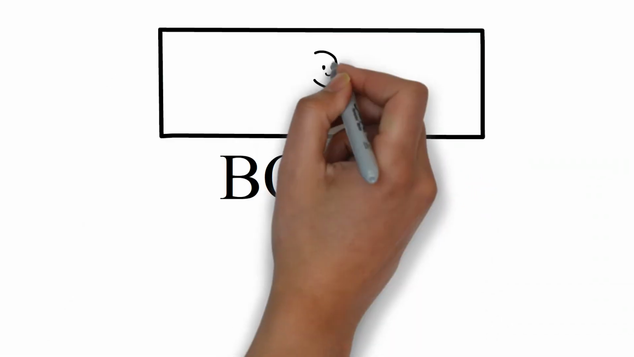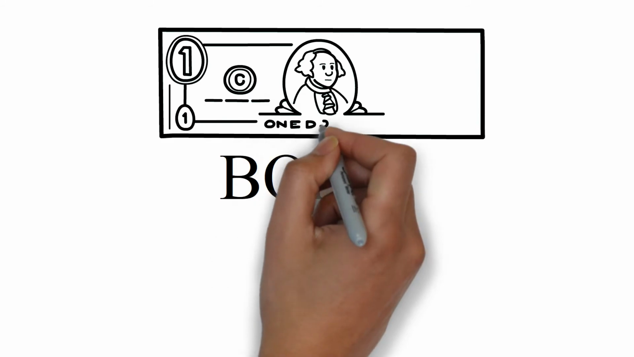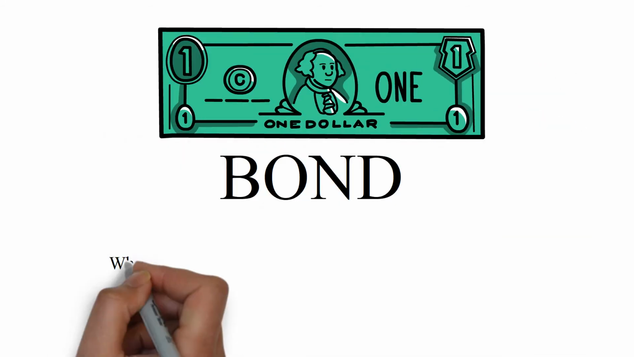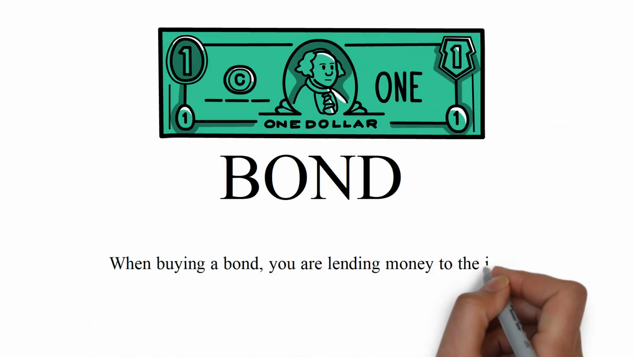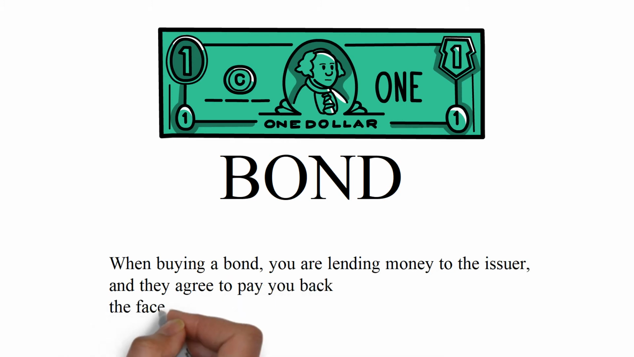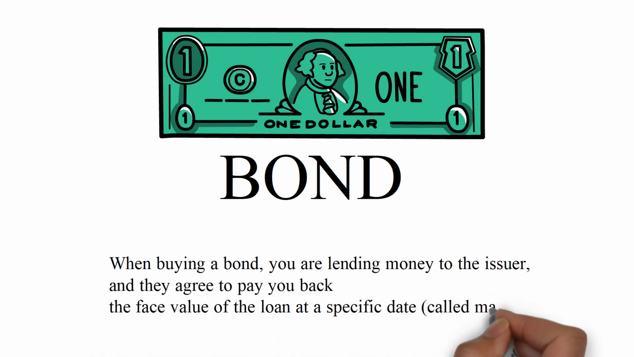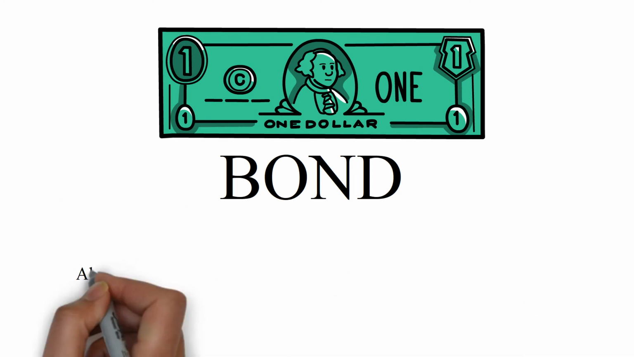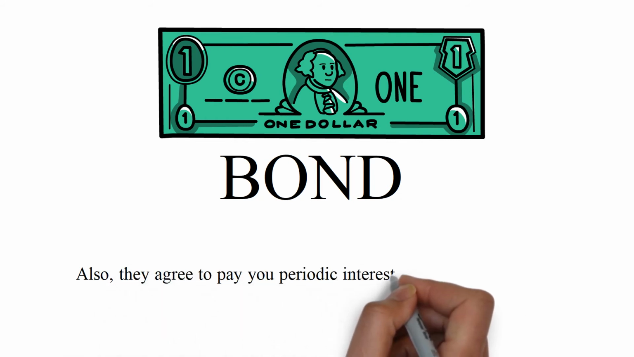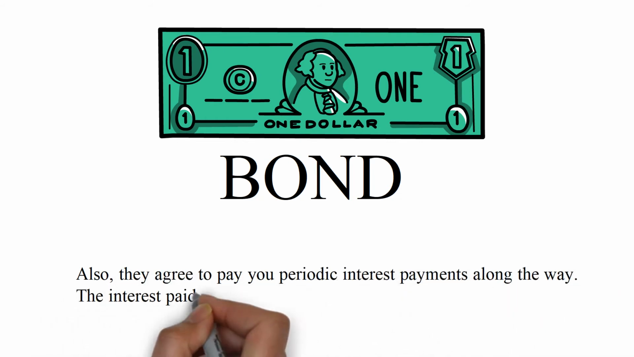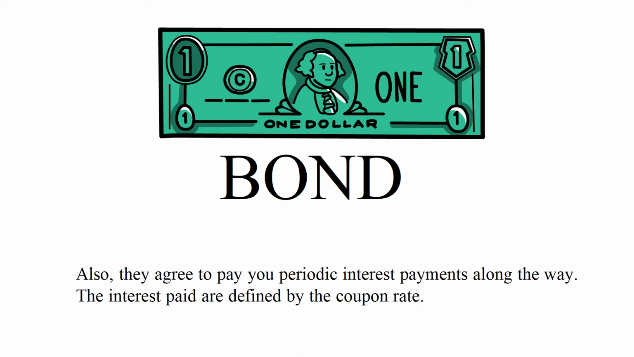Bonds are issued by governments and corporations when they want to raise money from investors. When buying a bond, you are lending money to the issuer, and they agree to pay you back the face value of the loan at a specific date, called maturity. Also, they agree to pay you periodic interest payments along the way.